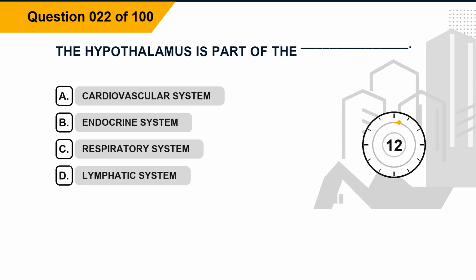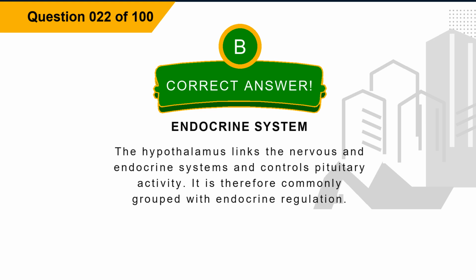Question 22. The hypothalamus is part of the blank. Option A, cardiovascular system. Option B, endocrine system. Option C, respiratory system. Option D, lymphatic system. The correct answer is option B, endocrine system. Explanation: the hypothalamus links the nervous and endocrine systems and controls pituitary activity. It is therefore commonly grouped with endocrine regulation.